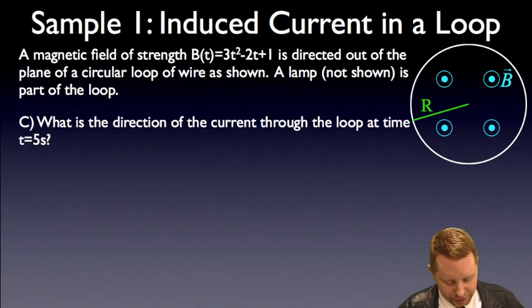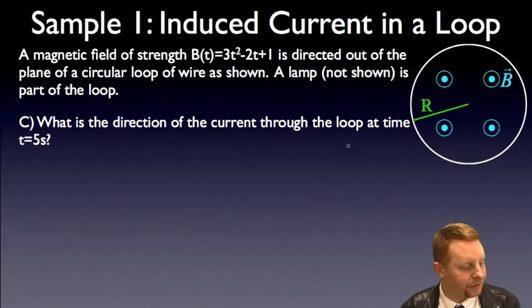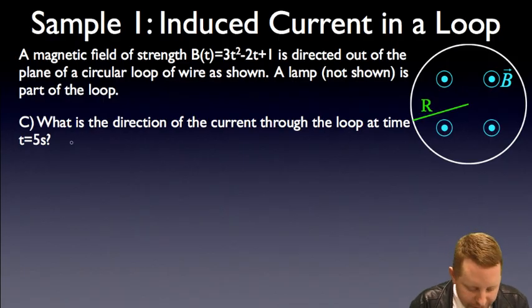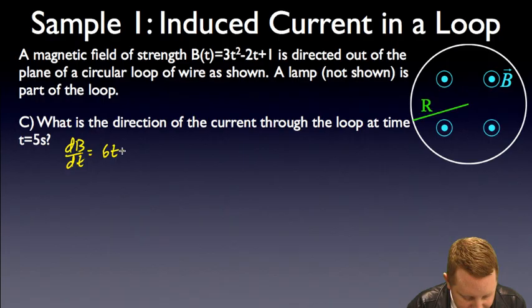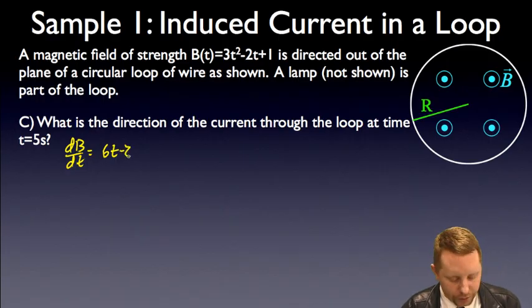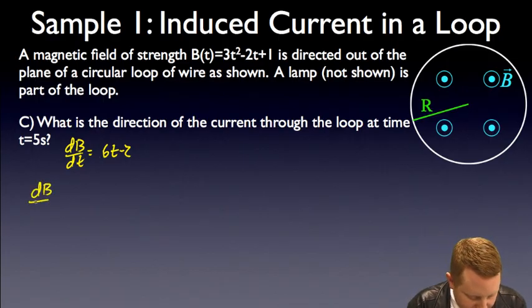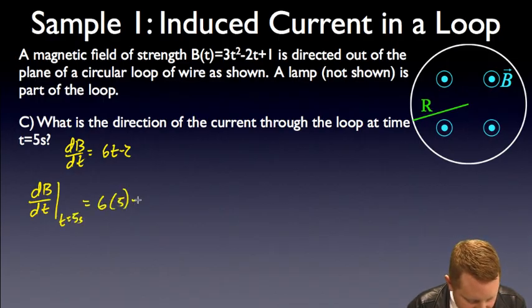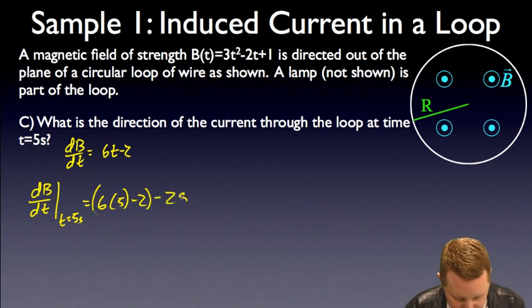All right, one more piece to this question here. What is the direction of the current through the loop at time t equals 5 seconds? Well, to do this, let's recall that the derivative of the magnetic field with respect to time was 6t minus 2. So if I want to see what the rate of change of the magnetic field was at t equals 5 seconds, the derivative of B with respect to t evaluated at t equals 5 seconds is just going to be 6 times 5 seconds minus 2, or 30 minus 2, 28.